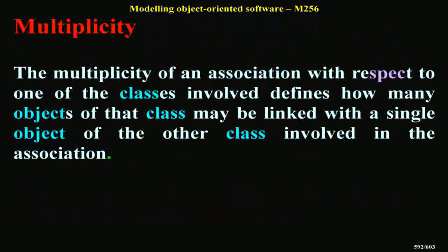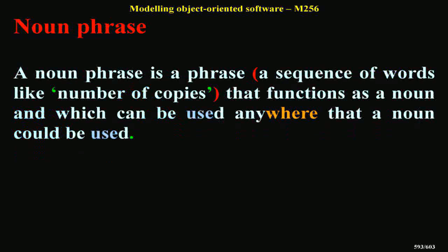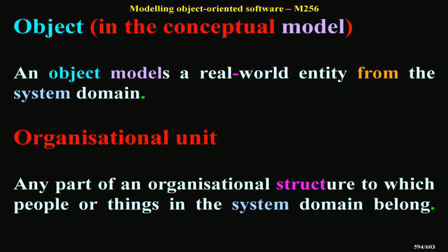Multiplicity. The multiplicity of an association with respect to one of the classes involved defines how many objects of that class may be linked with a single object of the other class involved in the association. Noun phrase. A noun phrase is a sequence of words like number of copies that functions as a noun and which can be used anywhere that a noun could be used. Object in the conceptual model. An object is a real-world entity from the system domain.